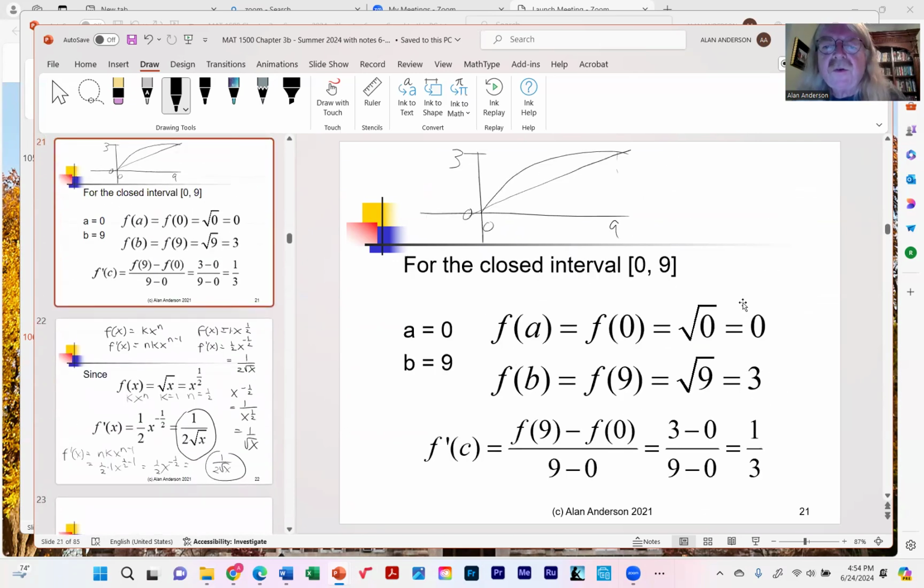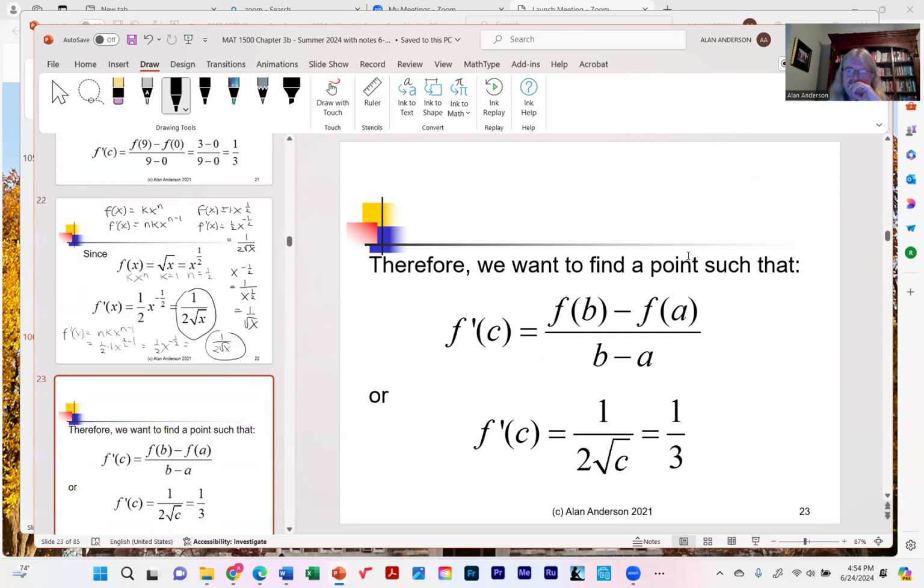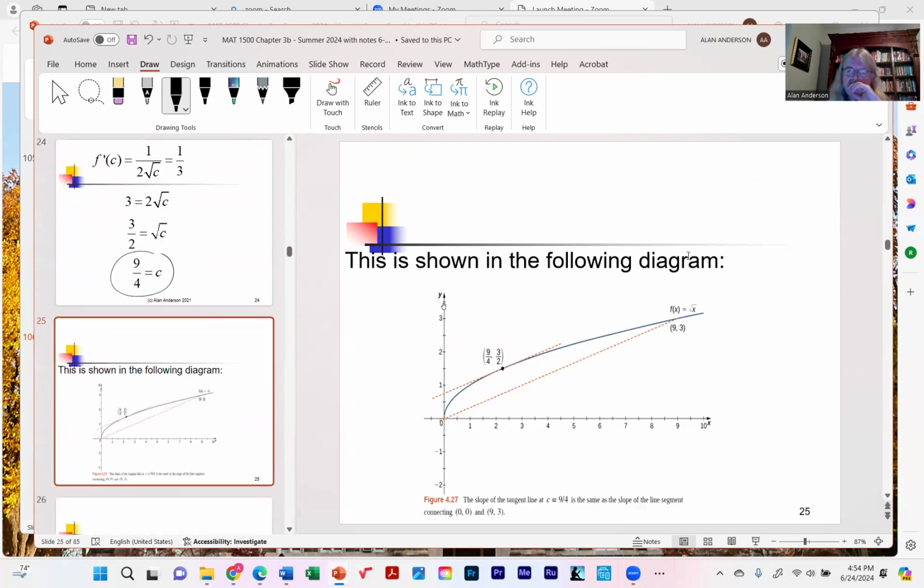Okay, so 9/4 would be somewhere around here. And at that point, what this is telling us is that the tangent line has a slope of 1/3, just like the secant line between the two endpoints. Okay, here's a much nicer version of that graph, but you get the idea.